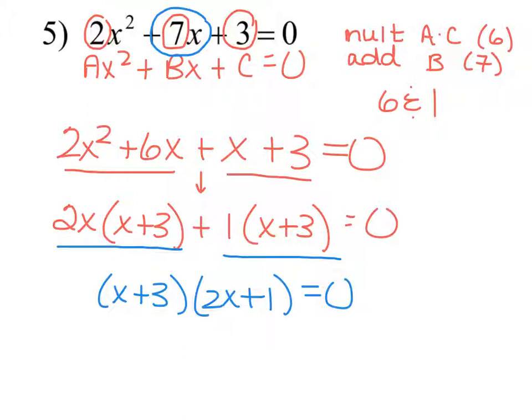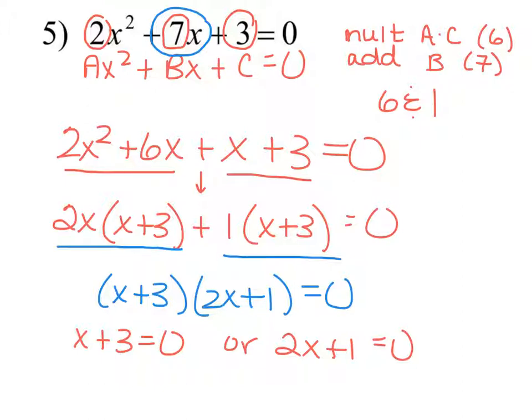Next, we'll apply the zero product property. The zero product property just says that if you have 2 or more things that are being multiplied together and the result is 0, that means at least one of those things has to be 0. At least one of those factors has to be 0. And so either the factor x plus 3 is going to equal 0, or the factor 2x plus 1 has to equal 0.